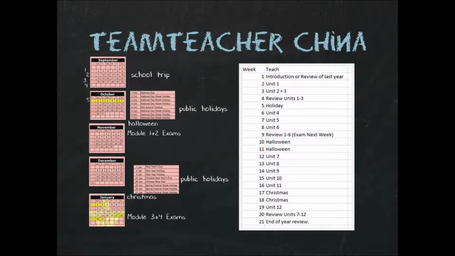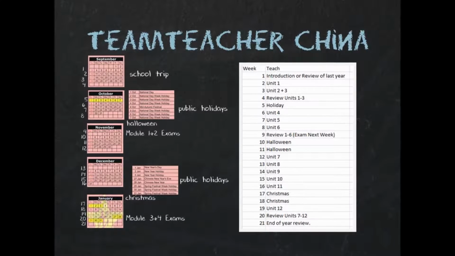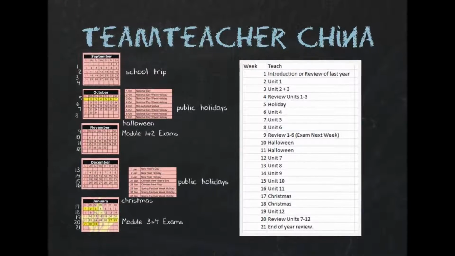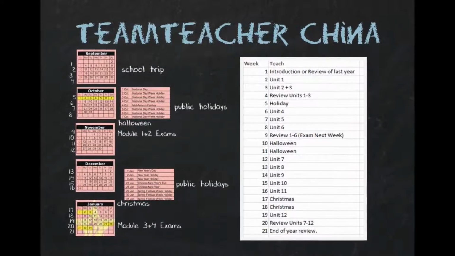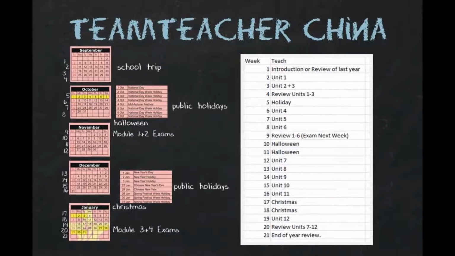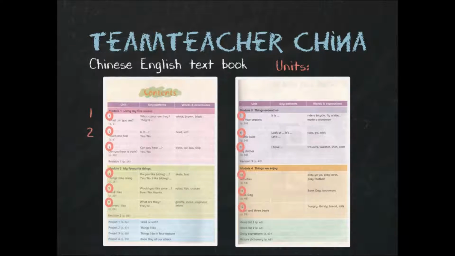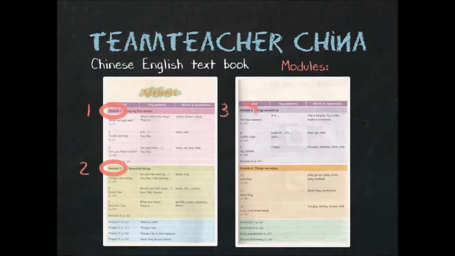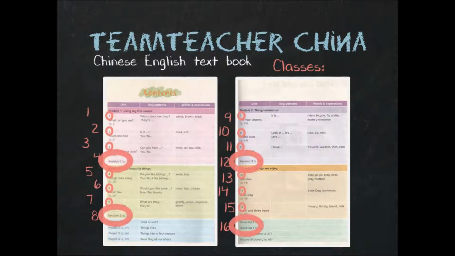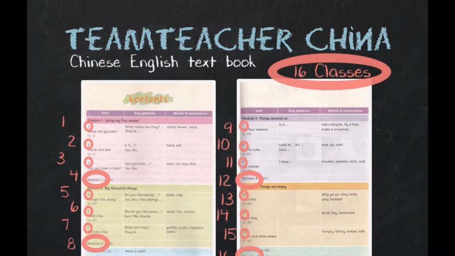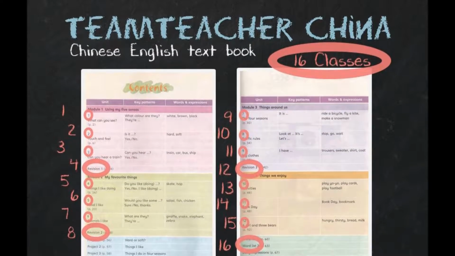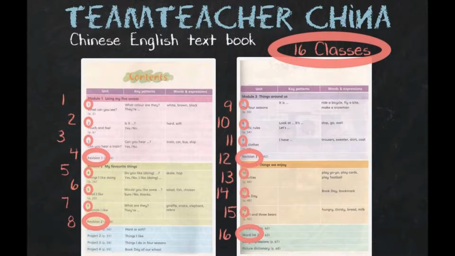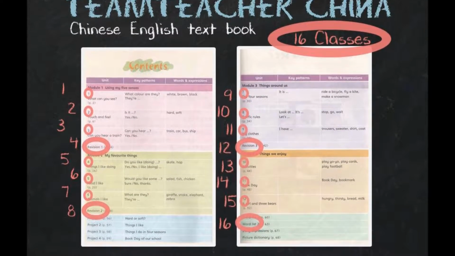I count how many weeks there are in the semester, which usually amounts to between 18 to 20 weeks. Of those weeks, I can assume I will lose about 2 weeks due to public holidays and exam periods. The primary school books contain 12 units, over 4 modules per semester, with 4 review units at the end of each module, so 16 units if you include reviews. I teach a unit a class, which means I have 16 weeks worth of material to cover.